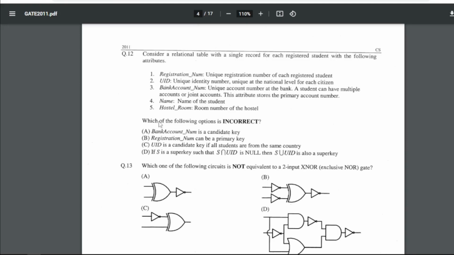Right? So if you see here, the bank account number is a unique account number at the bank. A student can have multiple accounts or joint accounts. This attribute stores the primary account number. So in this way, this is incorrect.